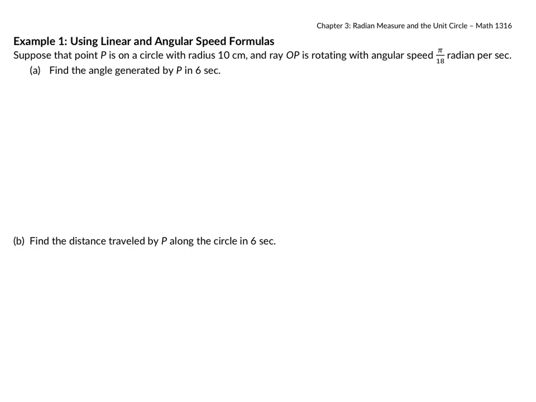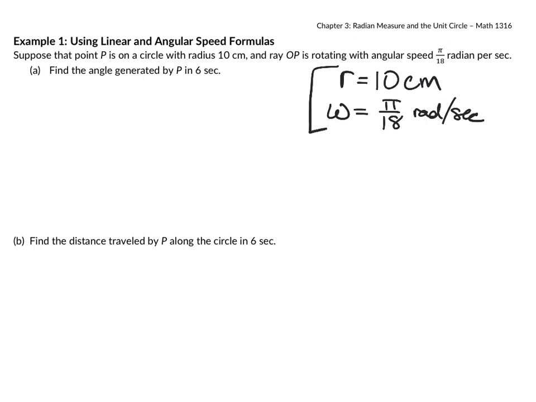Suppose that point P is on a circle with a radius of 10 centimeters, and ray OP is rotating with an angular speed of pi over 18 radians per second. Just from the given part of this question, I know that R is 10 centimeters, and omega is pi over 18 radians per second. For the rest of this problem, for A, B, and C, I can use this information to solve my questions. Part A says, find the angle generated by P in 6 seconds.